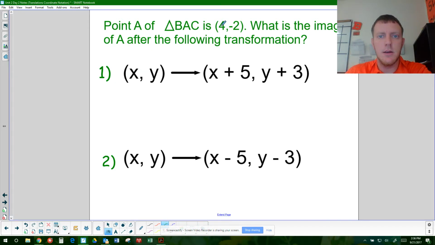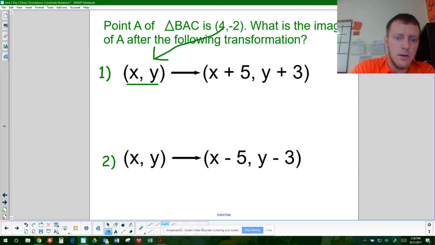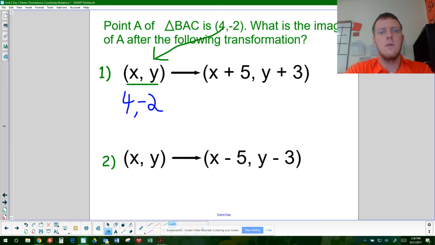Your coordinates are 4 and -2. Remember, your x and your y, your first x and your y, are the original coordinate. So I'm going to go ahead and take those. I'll use a different color actually. And we have 4, -2 right here. Well, my x value is my 4, and my y value is my -2.